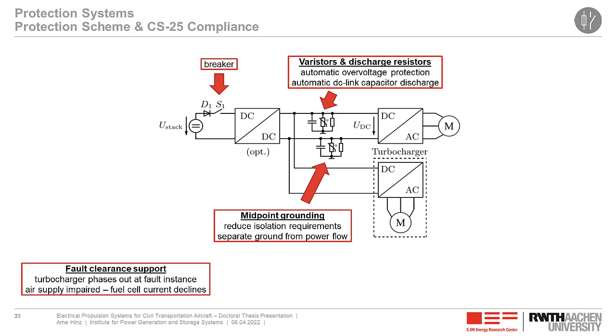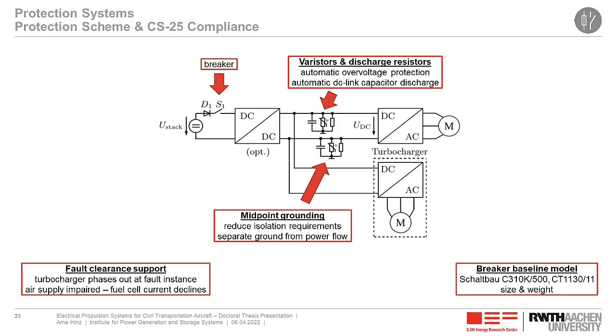We also have an inherent fault clearance support here, since at a fault instance, the turbocharger will phase out, thereby inhibiting the air supply of the fuel cell. So the fuel cell is not able to sustain the fault current and slowly decreases the fault current, which supports the breaker by shutting it off.